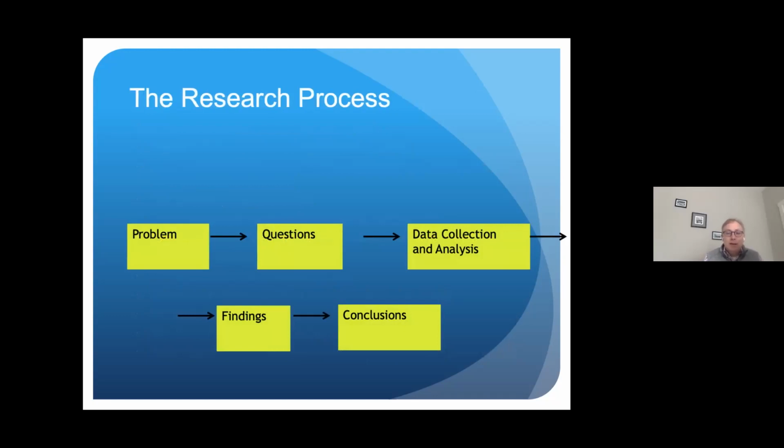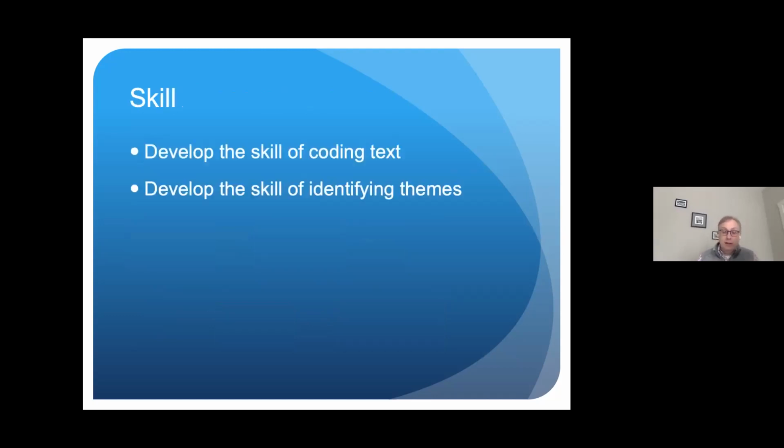Just to dispel any myth, though, qualitative research is systematic and can certainly follow a systematic process that we see in any type of research, where we identify a particular research problem we're trying to address, pose questions, collect and analyze data, and then use that to offer findings, conclusions and interpretations. Our focus here, though, is really on analysis, and that's what I'm going to spend a few minutes talking about going forward. Our skill here is to develop the skill of coding text data, and then also identifying themes as we're coding data.